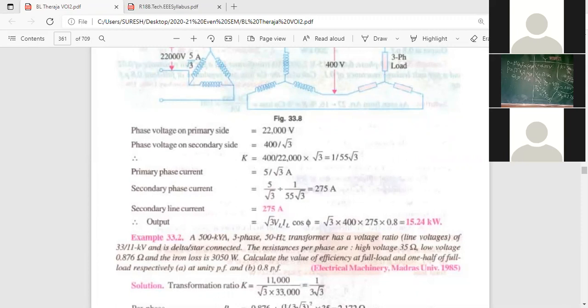15242. In your textbook also they have given the same answer, in kilowatts. Kilo means 10 cube.